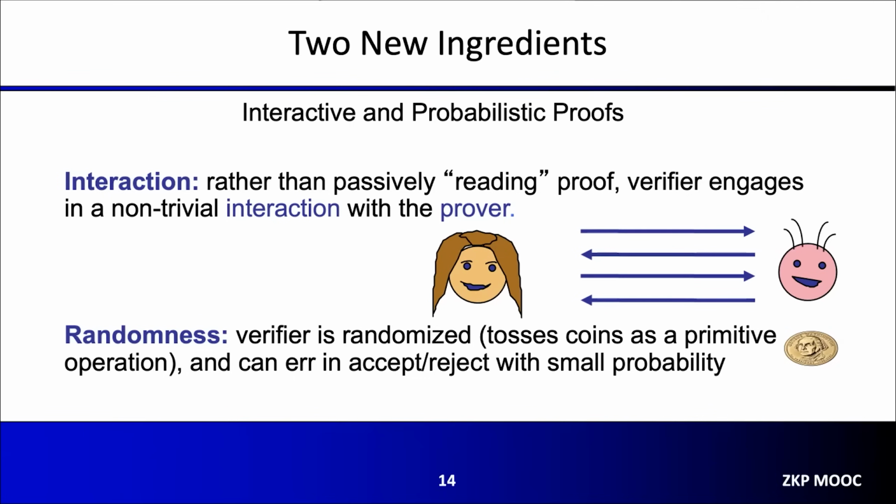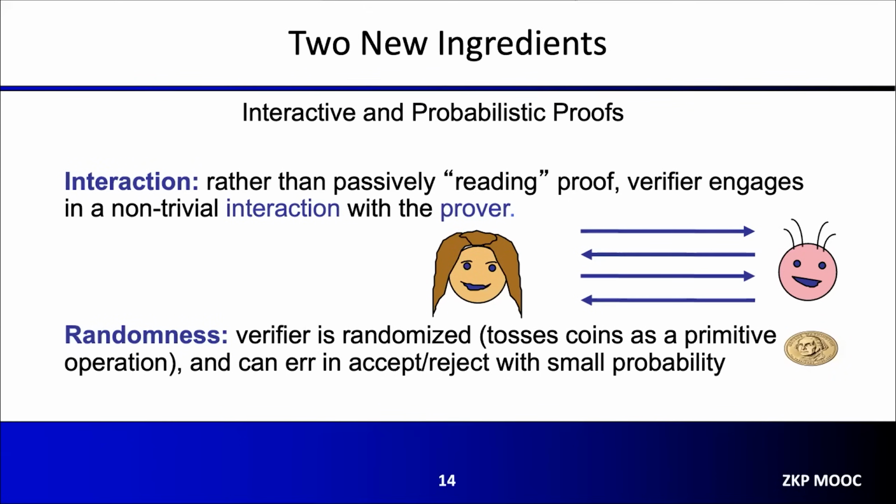Later on in this class, we will see that there is a way to remove much of this interaction. There will still be, in a sense, at least a single message from prover to the verifier in some preliminary stage. But for now, we have interaction. Interaction is not enough. We also have randomness. What do we mean by that?